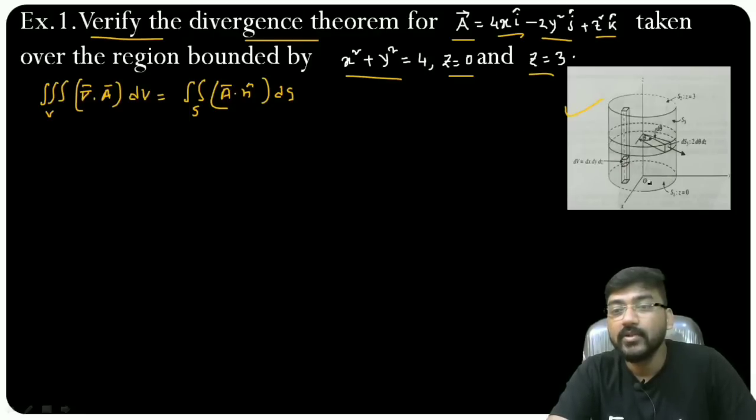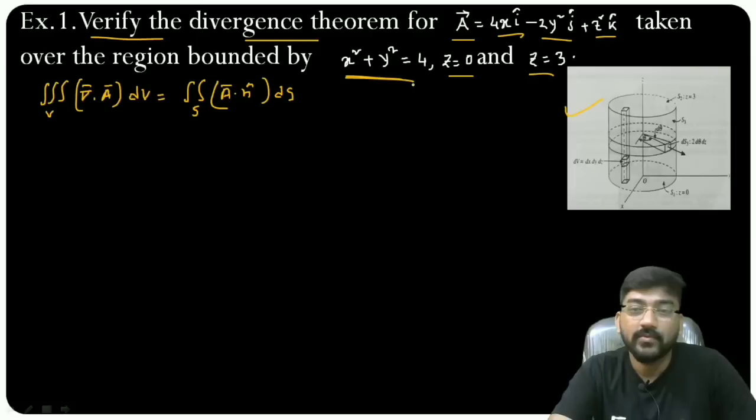So z is equal to 0 is the S1 surface, and z is equal to 3 is the S2 surface, and x square plus y square is equal to 4 is the circle, and it will vary from z equal to 0 to z equal to 3. So this curved cylindrical surface is represented by x square plus y square is equal to 4. So you can see 3 open surfaces, but these 3 surfaces together form a closed surface. One is z equal to 0, on the xy plane, another is parallel to the xy plane, that is z equal to 3, and this is x square plus y square is equal to 4.